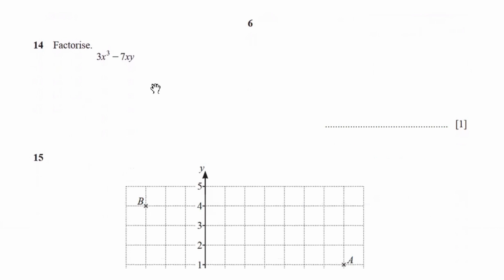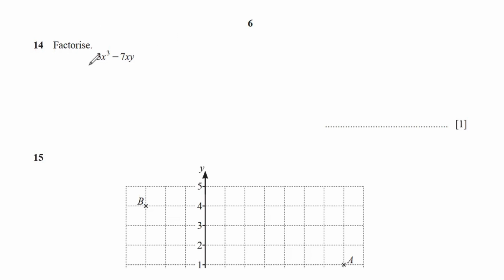Then question 14 says, factorize 3x cubed minus 7xy. So when you're factorizing an expression, what we have to do is see if there's any highest common factor present between all of the terms. Between 3x cubed and 7xy, we can see that 3 and 7 don't come in the same times table, so there's nothing common between the numbers. But the variables, there's something common between them. Both 3x cubed and 7xy have x.